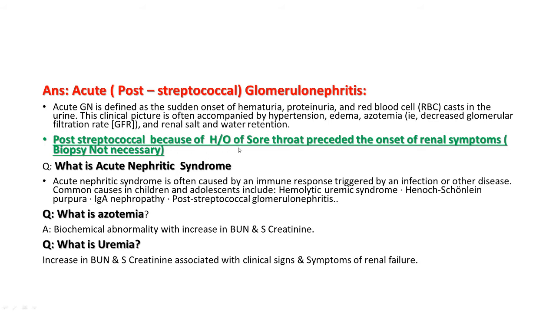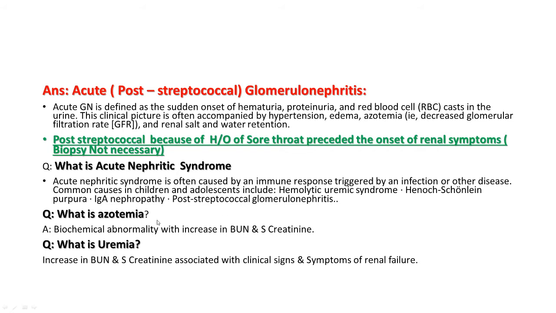So for post-streptococcal, there was a history elicited, like history of sore throat preceding the onset of the renal symptoms, and the patient was also a young boy. The proteinuria was 2+, and the urine grossly, the benzidine test was also positive. So all this goes in favor of acute nephritic syndrome. Patient did have hypertension. So what is acute nephritic syndrome? It is caused by immune response triggered by infection or other disease. Common causes in children and adolescents include hemolytic uremic syndrome, Henoch-Schönlein purpura, IgA nephropathy, and post-streptococcal glomerulonephritis.